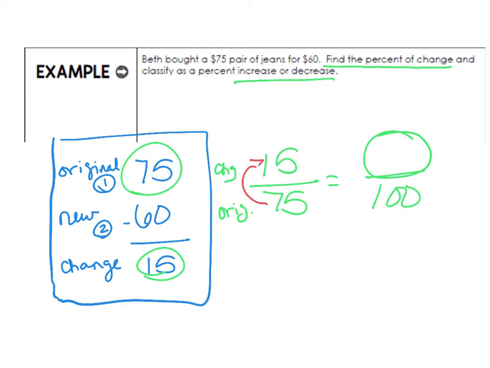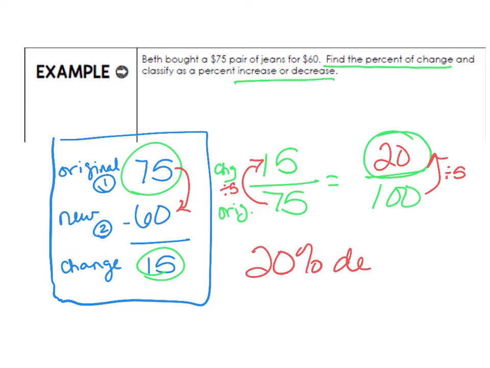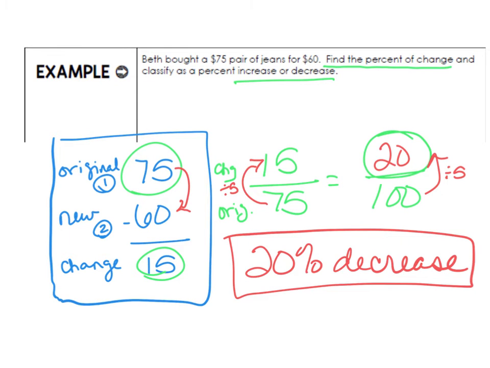So let's see, 75 divided by 5 gives me 15. 100 divided by 5 gives me 20. So this is a 20% change, and it went from 75 down to 60, so it was a decrease. So that's your whole answer. It's a 20% decrease.